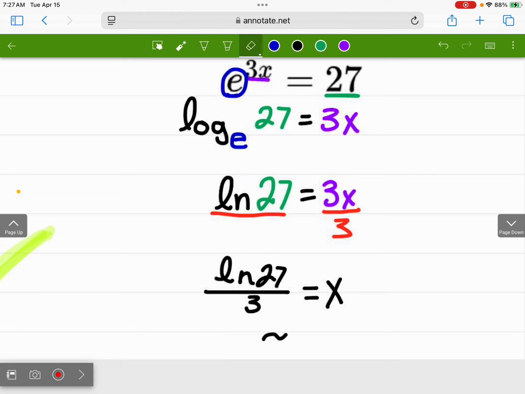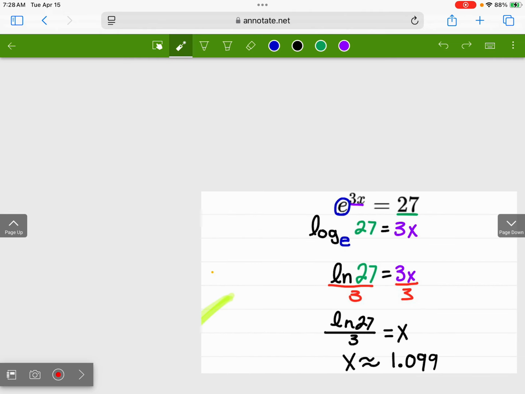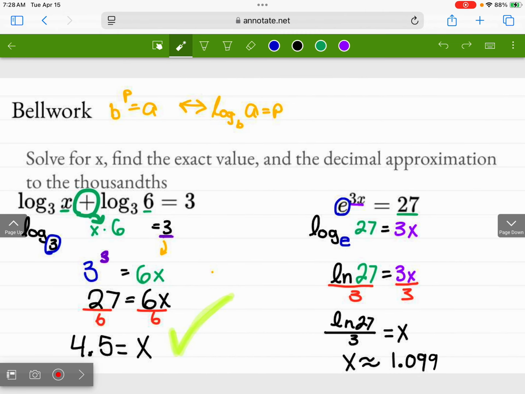That's how we do this. So this would be our exact answer right here. This is our decimal approximation. We do need to be able to find both. We need to be able to find the bougie fanciness, and we need to be able to find the practical decimal. Okay? Questions on this one?